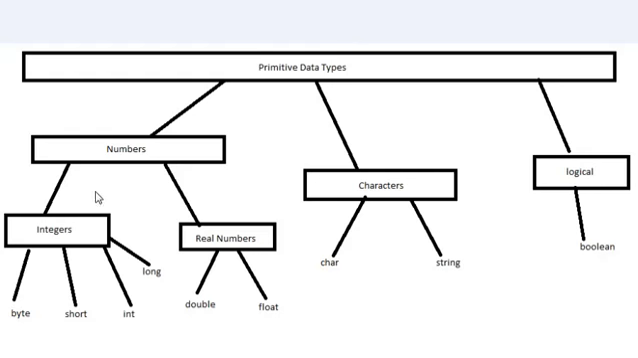Under the numbers category we have integers. This is all numbers that don't have decimals. We have byte, which is a very small integer that can hold a value starting at negative 128 all the way up to positive 127. If you go past that, what has happened is called overflow and you will get an error in your program. We've got the short data type, which is a 16-bit type, and it has a value that can span from negative 32,768 all the way up to 32,767.